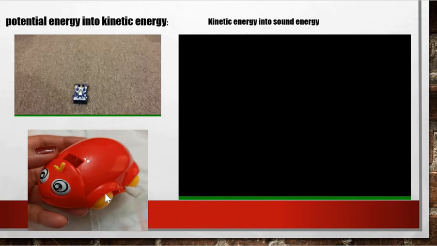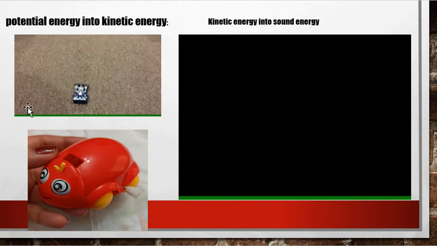Remember, I said what? When you turn this button, you store potential energy inside this toy, and when you put it on the floor, it will move. The moving toy produces what? Kinetic energy. So here we change from potential energy into kinetic energy.